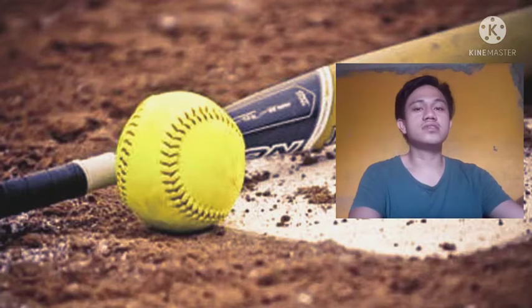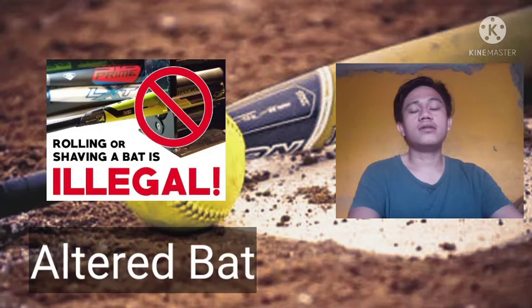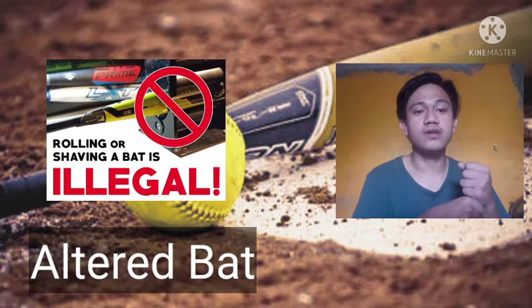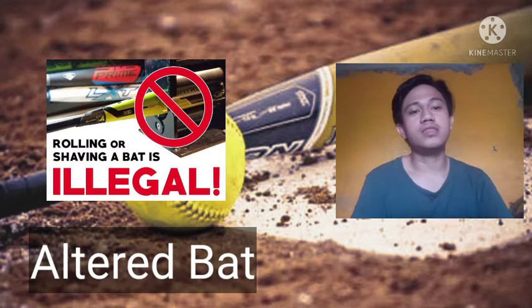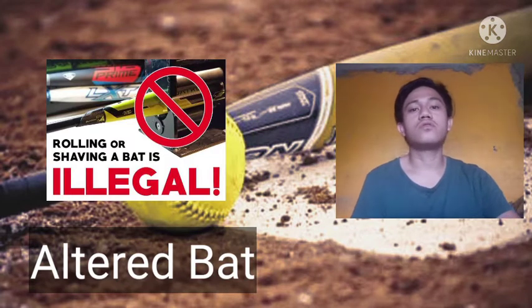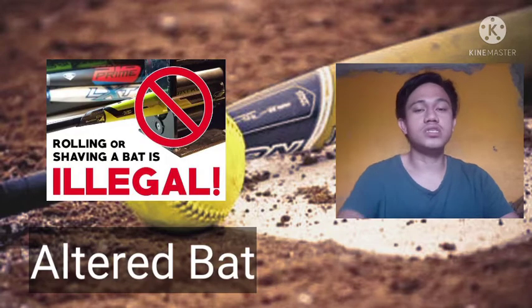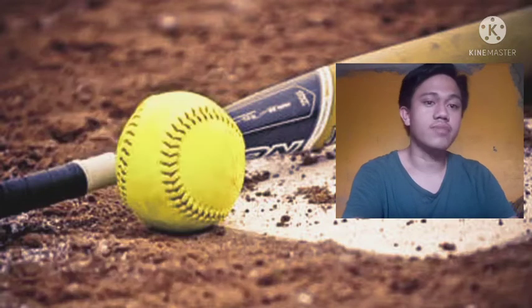In this section, first is the altered bat. An altered bat is when the physical structure of a legal bat has been changed. For example, exchanging the handle for a metal or a wooden one, inserting a material inside the bat, applying excessive tape, or for the grip of the bat, putting paint on it or other purposes. That is what falls under altered bat.